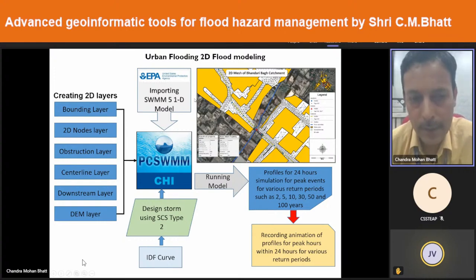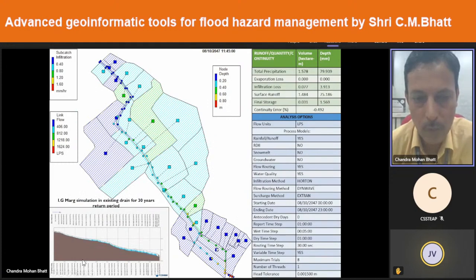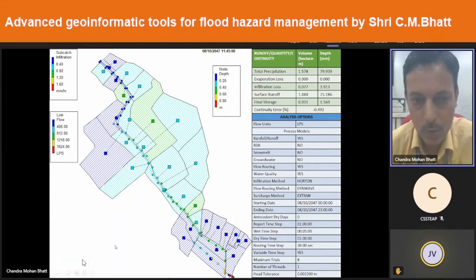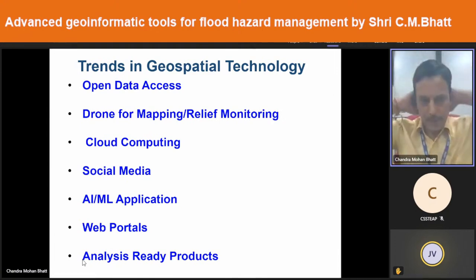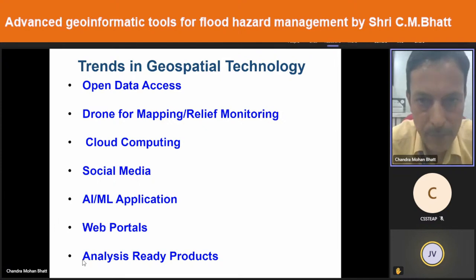Then urban flood modeling is another key area where geospatial technology is being used, to build the base information and then to route the flow, to construct a drainage stormwater management model and see which nodes will get flooded at what interval of time, and what will be the volume of water at those nodes. With these applications covered, we'll come to the recent trends, what is happening today.